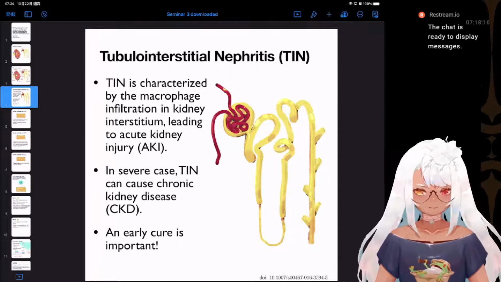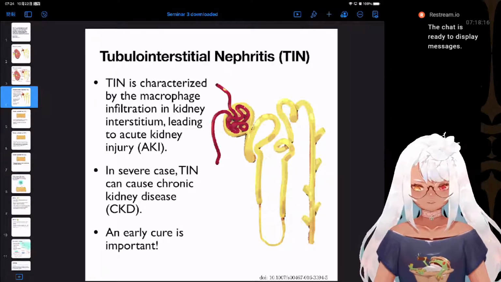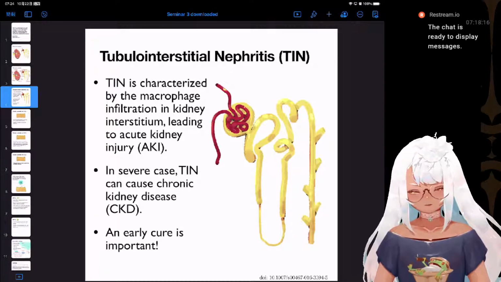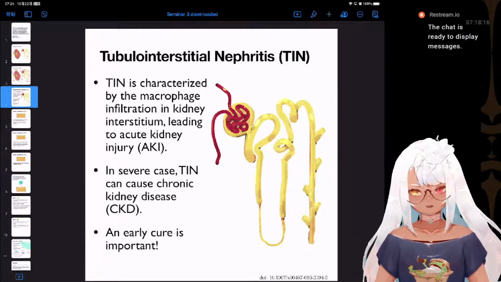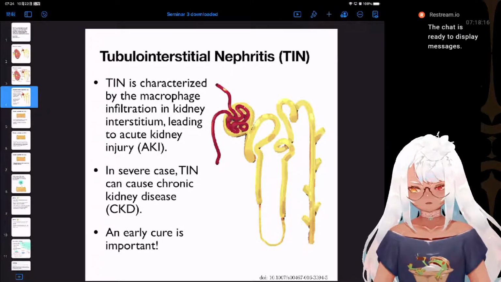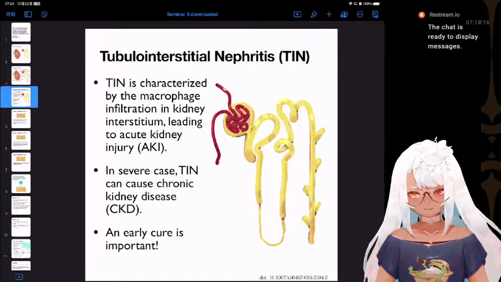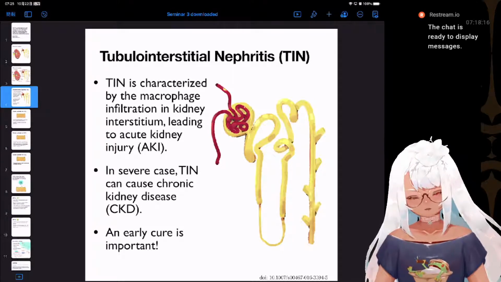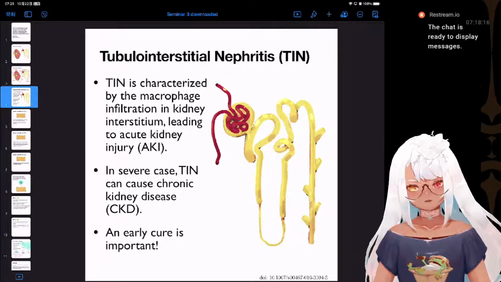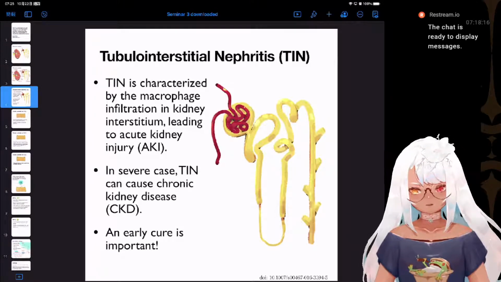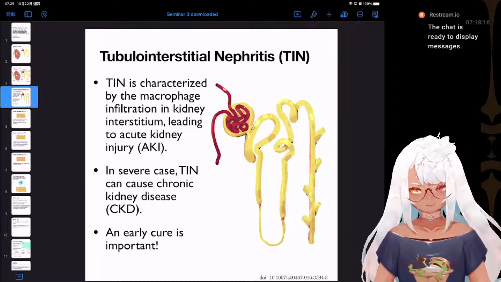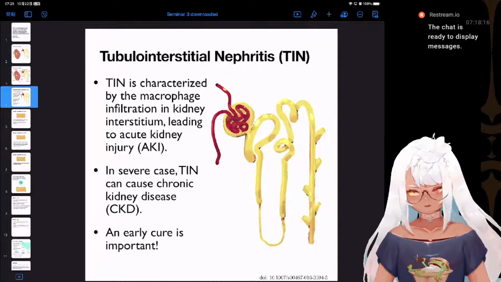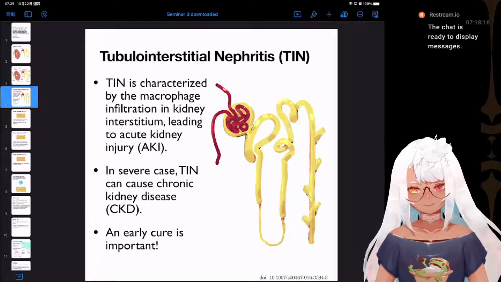So the immediate effect of the strike is acute kidney injury, and if not healed and it stays for a long period of time, this will lead to chronic kidney disease and eventually kidney failure. So one key message here is that it's very important to stop or heal the kidney damage at an early time point before it goes to the point of no return.